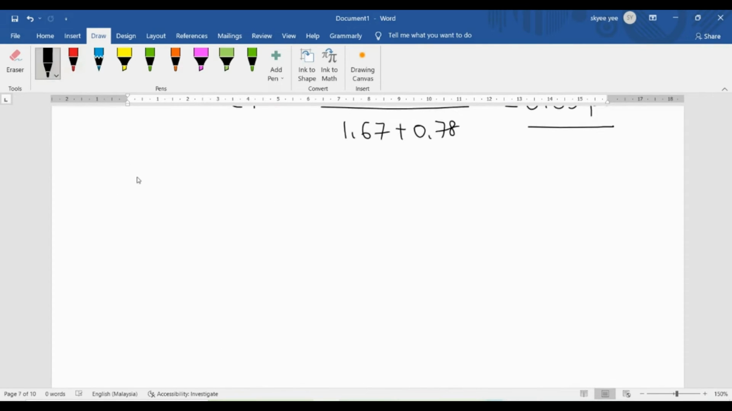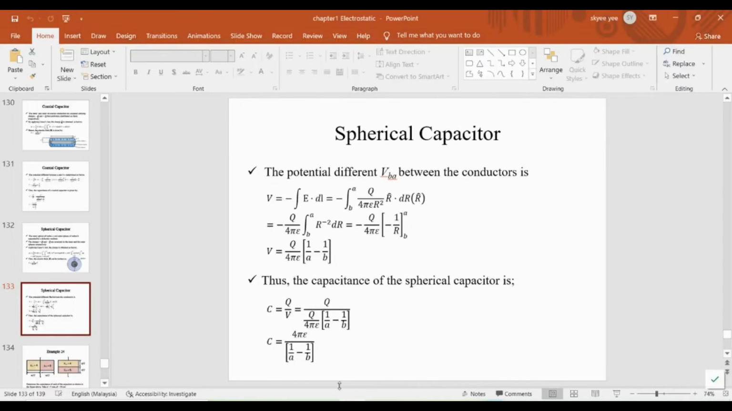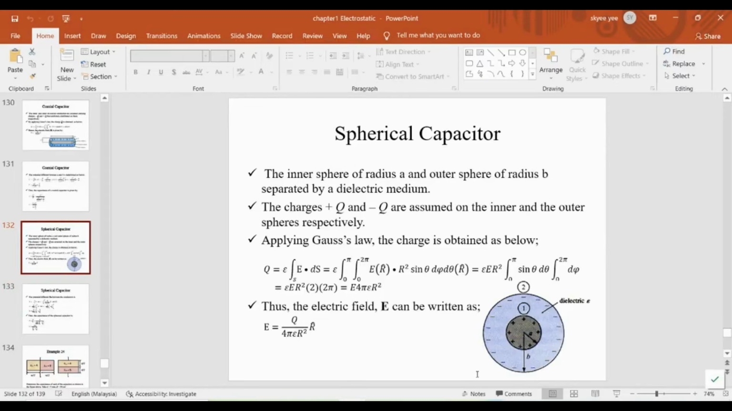So what should we change? We look back at our spherical capacitor. This is what we have. We have the Q, and this is the Gauss law, right? When you see the shape is different, it is already half, right? When the sphere has been cut in half, the angle will be different. If it's a complete sphere, it will be 360 degrees, but when you cut into half, it will be 180 degrees.